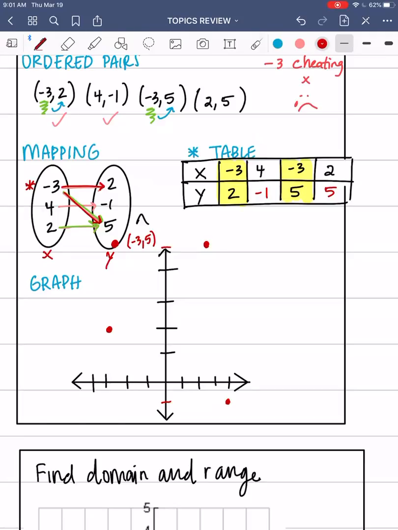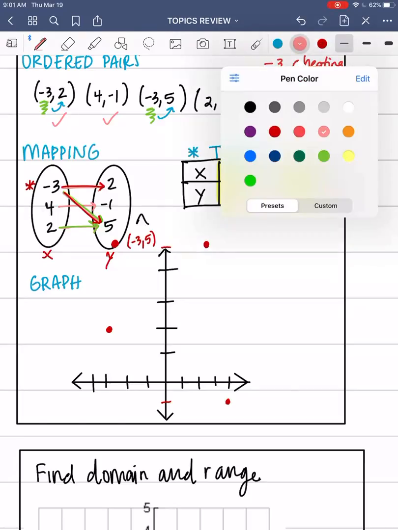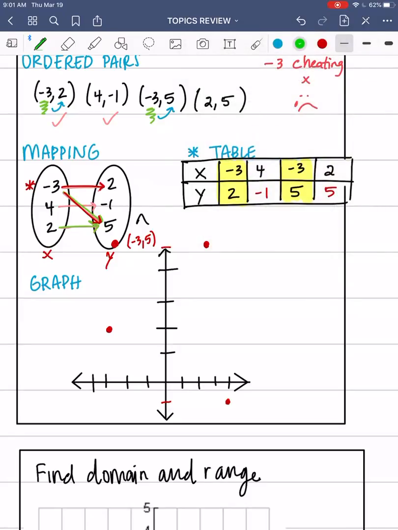So the problem with this, you can see we talked about that vertical line test on the other one. Look right here. You're out. -3, 5 and -3, 2 should be straight up and down from each other. So this fails the vertical line test.